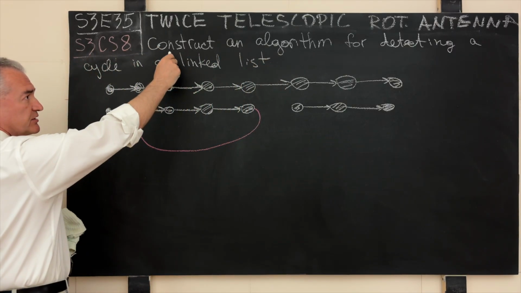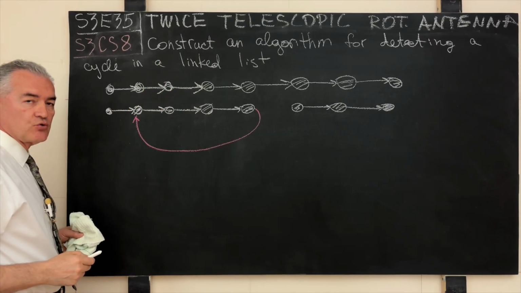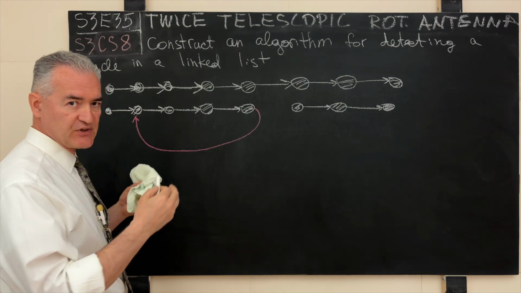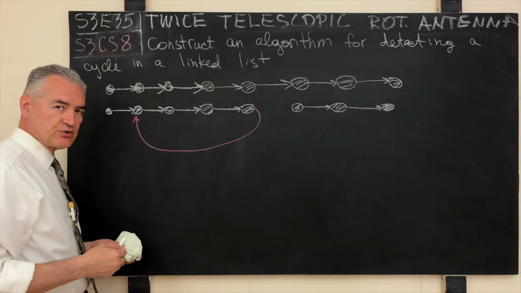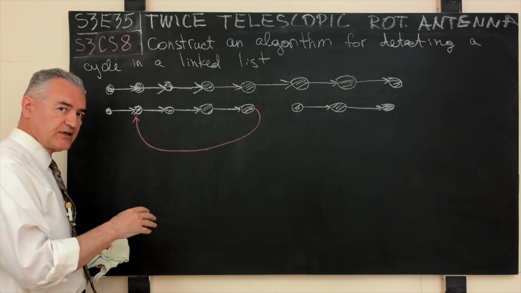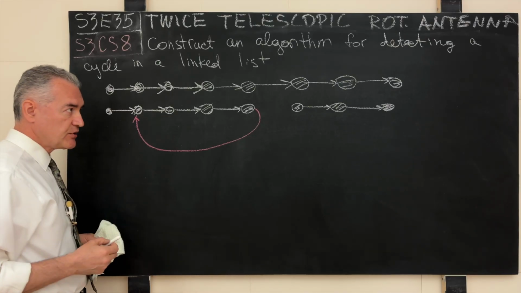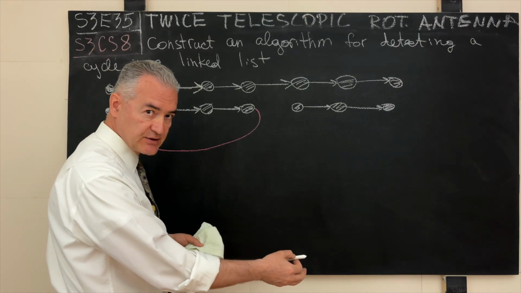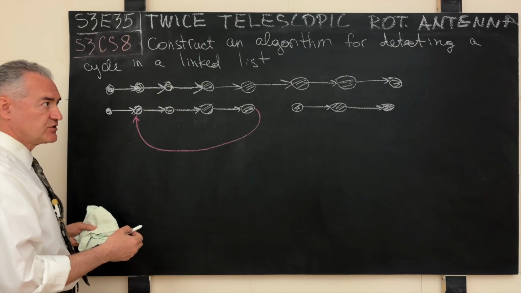And the objective of the computer science problem S3CS8 is to construct an algorithm for detecting whether a linked list has a cycle or not. In other words, on the input into our algorithm, there will be a linked list, and that algorithm in a finite number of steps is supposed to respond with a Boolean value, let's say 0 or 1, true or false, yes or no, however you decide to interpret this. And the meaning of that Boolean value is the following: yes, this linked list has a cycle, or no, this linked list has no cycle.